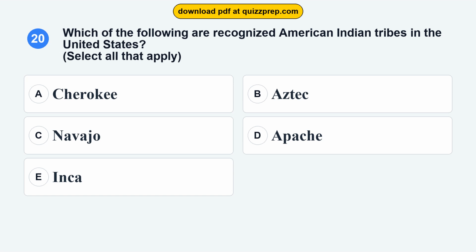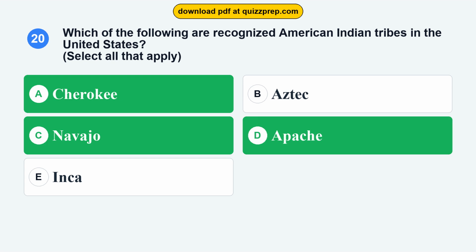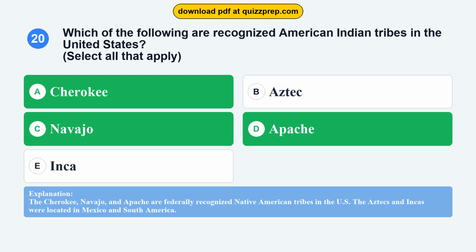Question 20. Which of the following are recognized American Indian tribes in the United States? Option A. Cherokee. Option B. Aztec. Option C. Navajo. Option D. Apache. Option E. Inca. The correct answers are options A and C and D. Cherokee, Navajo, Apache. The Cherokee, Navajo, and Apache are federally recognized Native American tribes in the U.S. The Aztecs and Incas were located in Mexico and South America.